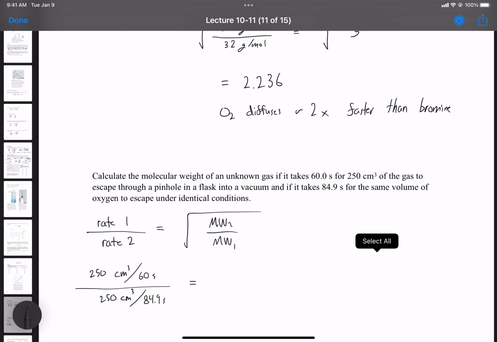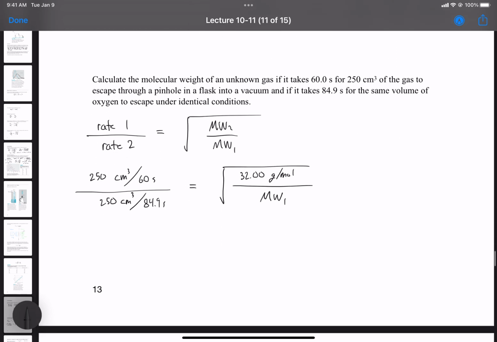We're going to now say it's equal to the square root of our molar masses. We know that oxygen is 32.00 grams per mole, and we're going to solve for M1, molecular weight 1. Now if we simplify things here, we will get approximately 4.17 centimeters cubed per second over 2.94 centimeters cubed per second.